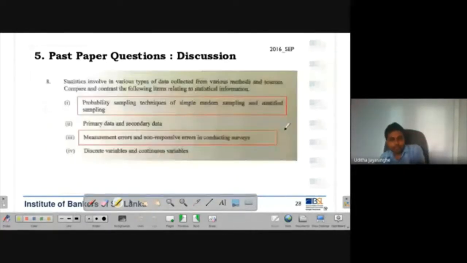Okay. The rest of the questions, let me invite you to try on your own, but briefly let's try to skim through before we wind up for the day. Compare and contrast. Now see, the 2016 paper is also going to ask you not for a brief description, but a compare and contrast. Probabilistic sampling techniques, simple random and stratified. Measurement errors and non-representative errors.